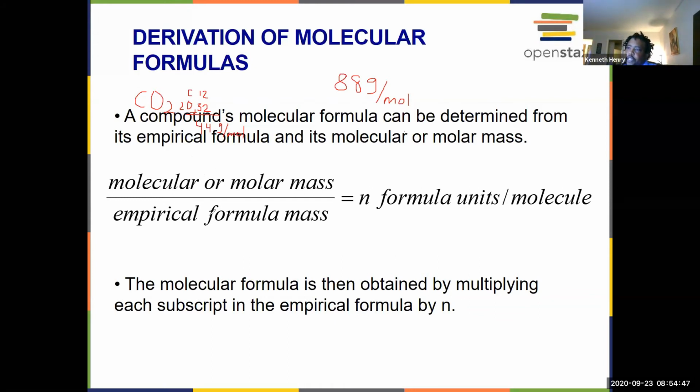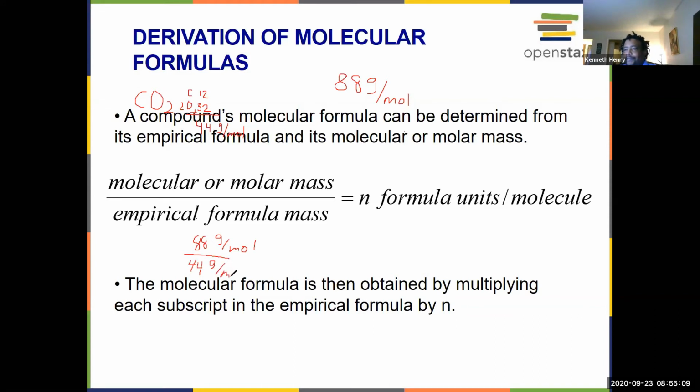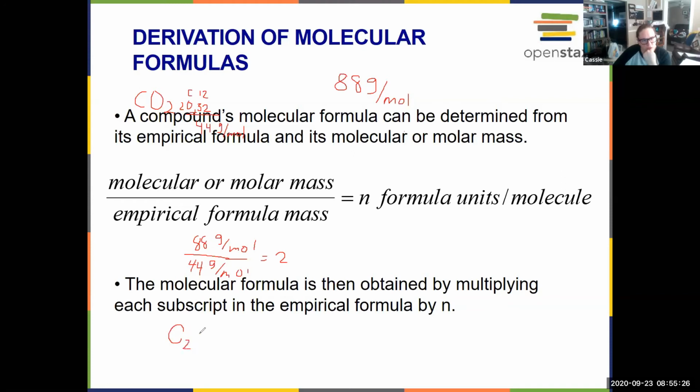So in that case, we would take that 88. Wouldn't it be the other way? Because the 44 is your empirical. Yeah. Oh, I'm sorry. I thought you were writing the other way. And we're going to divide it by our empirical. And that gives us what we need to multiply CO2 by. So then that would be 2. So the molecular formula of that compound would be C2O4. Correct.